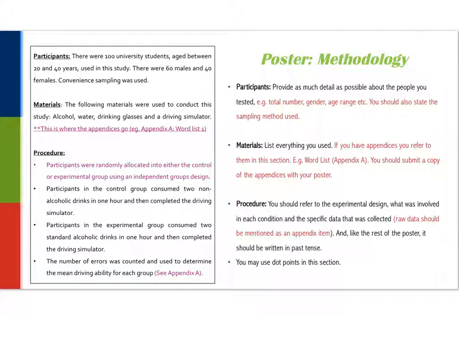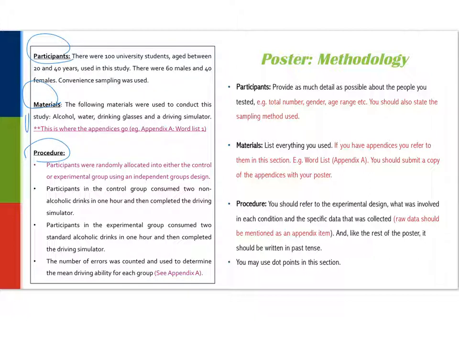So the method is obviously what we actually did. You need to make sure that you are being detailed. So you need to be so detailed that if I wanted to replicate this experiment, I could using a procedure, but it needs to be concise because remember, you've only got so many words. This is the only section where I'm going to let you have subheadings. So in this section, we of course can have a subheading for participants, materials, and procedures.